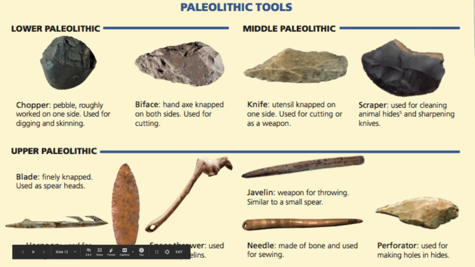Then we get down here and we start to see how later on in the Paleolithic period, we see finely napped blades used as spearheads, a harpoon used for fishing, a spear thrower, right? So a javelin. We're gonna throw things at animals now. Needles made of bone. So we're starting to see how we're becoming more advanced in the later part of the Paleolithic period.